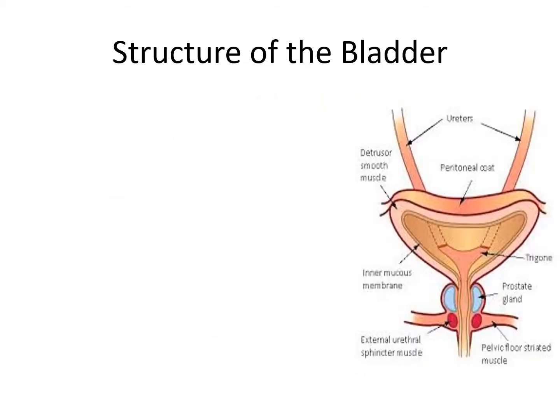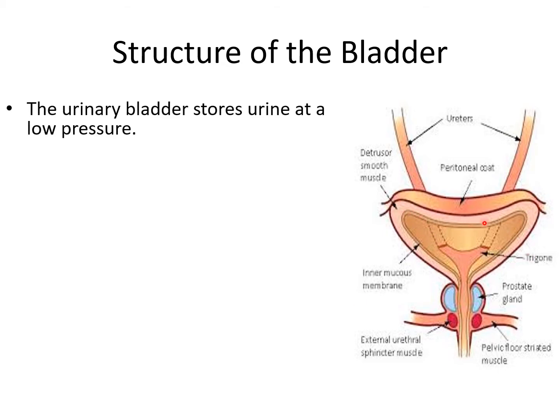You can see this is the smooth muscle, which is called the detrusor muscle. The urinary bladder stores urine at a low pressure because this smooth muscle has a plasticity property, which allows more accumulation without increasing the pressure. So the urinary bladder stores urine at a low pressure.